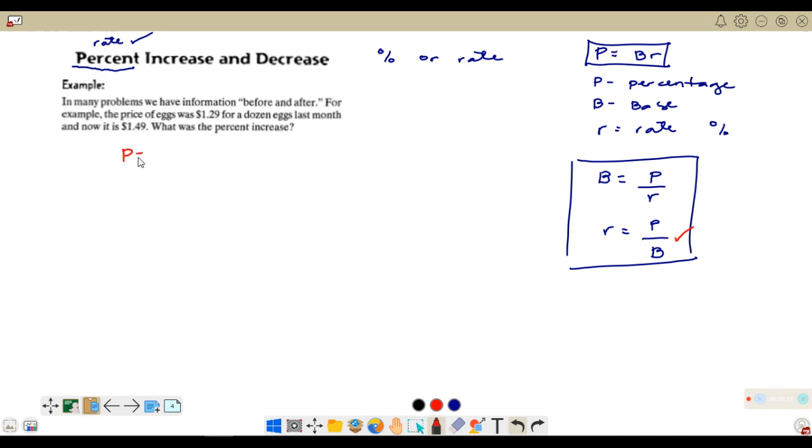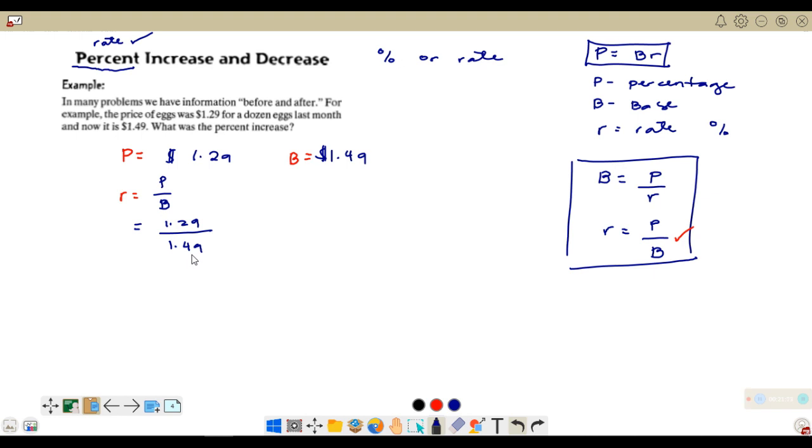So, we have P, which is equal to $1.29. And then, we have B, which is equal to, yung bagong value na natin ngayon, which is $1.49. Actually, pwede mo tong i-interchange mamaya. I-discuss din natin siya mamaya kung paano nyo malalaman kung ano yung tamang sagot. So, we have here, the value R is equal to P over B, which is equal to 1.29 over 1.49.